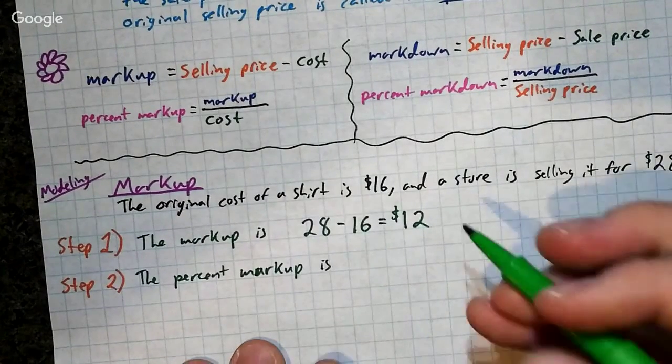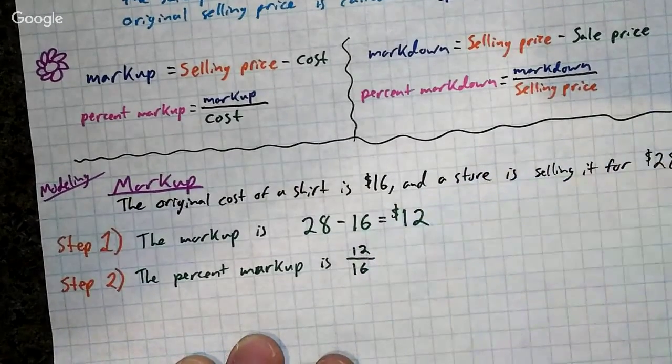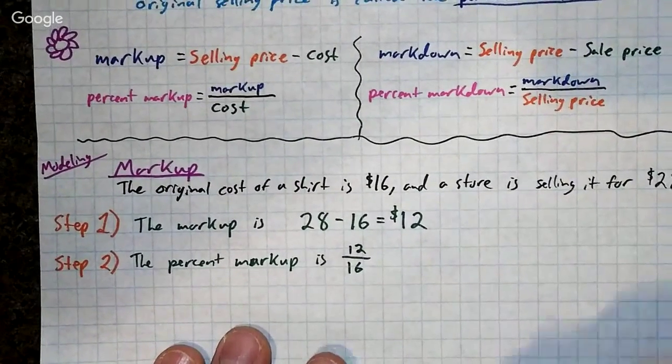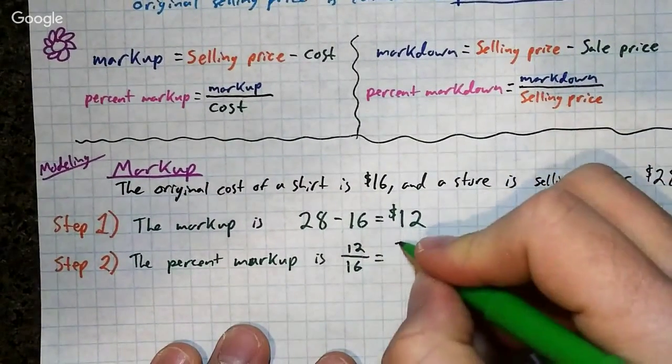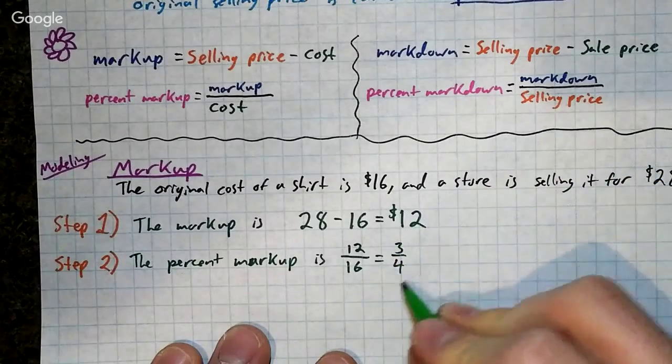So we're just doing 12, which is the markup, over 16, which is the cost. Oh, that's not that difficult. Two numbers, plug it in. Let's just simplify. We can simplify that to 3/4, which means we can't have that as a percentage.